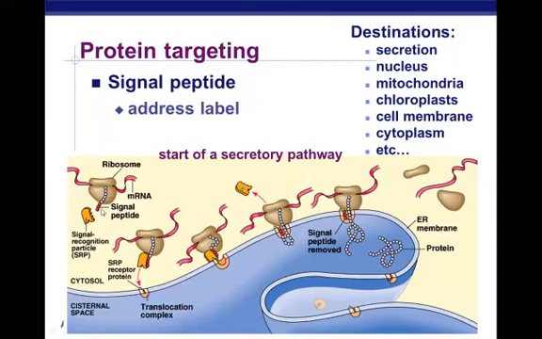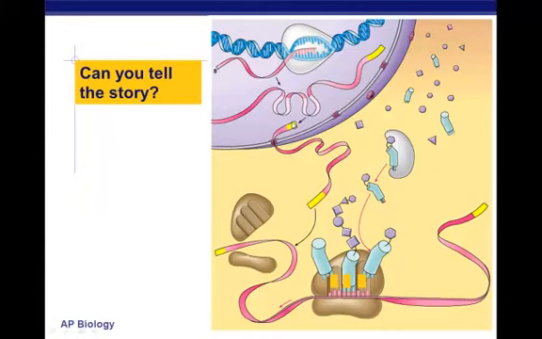And those little signal molecules at the end of the chain are kind of like stamping address labels onto the protein and telling the cell where do we send it?